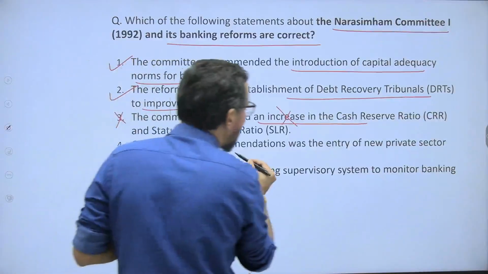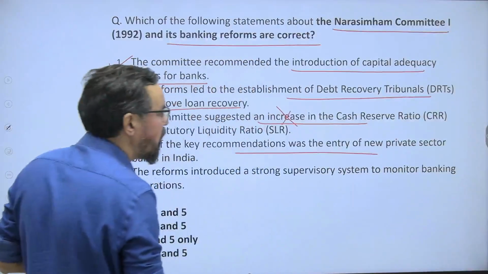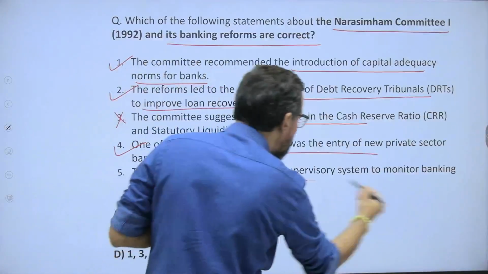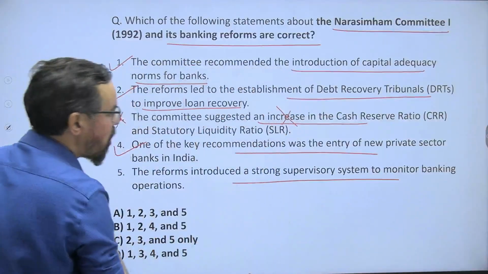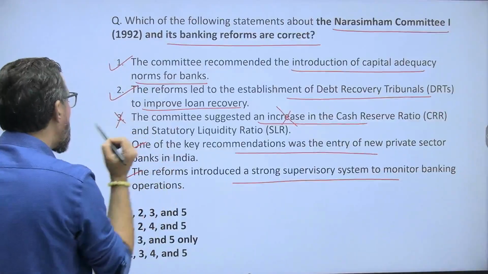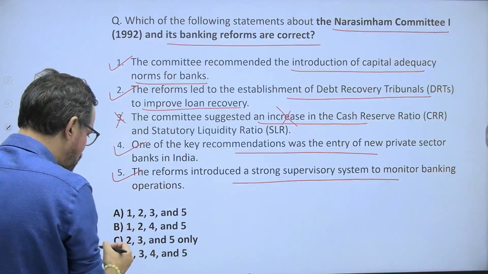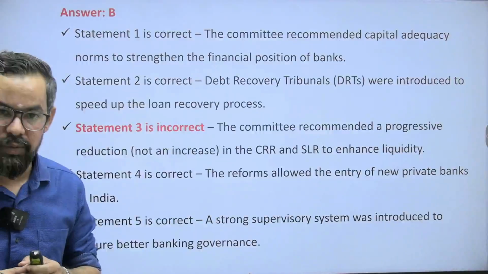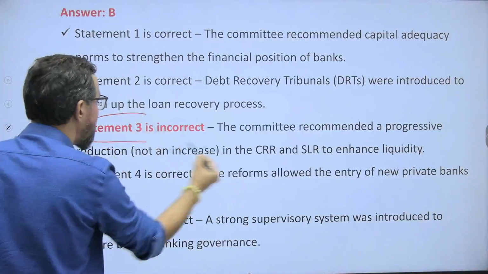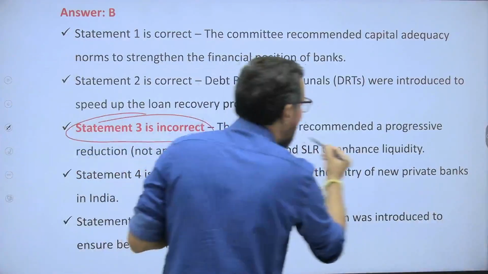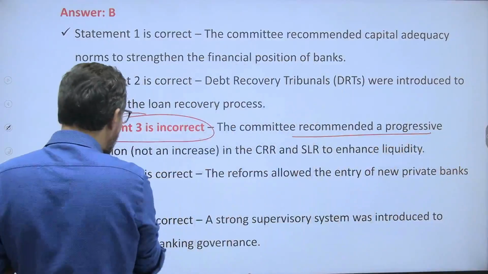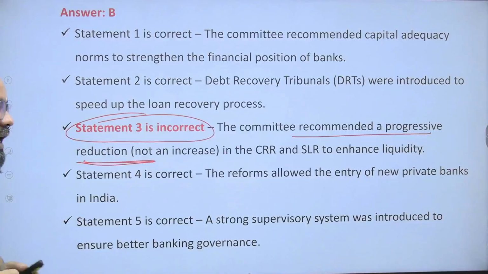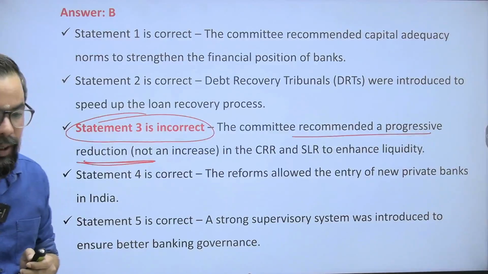One of the key recommendations was the entry of new private banks in India. True. The reforms introduce a strong supervisory system to monitor banking operations. True. 1, 2, 4, 5 means option B must be the right answer for this one. So the only incorrect statement was statement 3. The committee recommended a progressive reduction in CRR and SLR to enhance liquidity in the banking system.